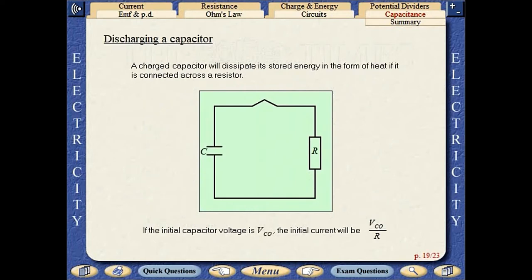A charged capacitor will dissipate its stored energy in the form of heat if it is connected across a resistor. If the initial capacitor voltage is VC0, the initial current will be VC0 over R.